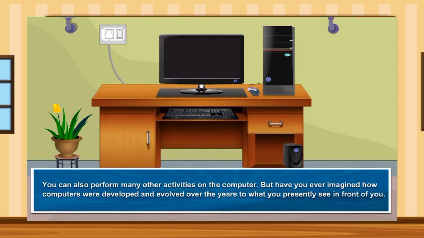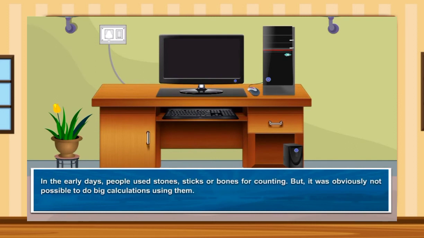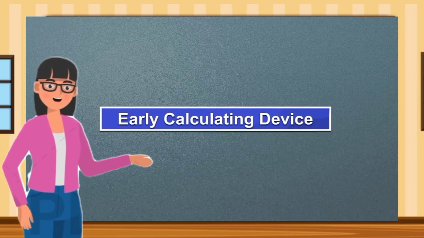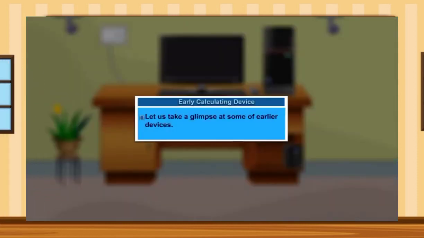But have you ever imagined how computers were developed and evolved over the years to what you presently see in front of you? In the early days, people used stones, sticks, or bones for counting. But it was obviously not possible to do big calculations using them. Early calculating device. Let us take a glimpse at some of the earlier devices.